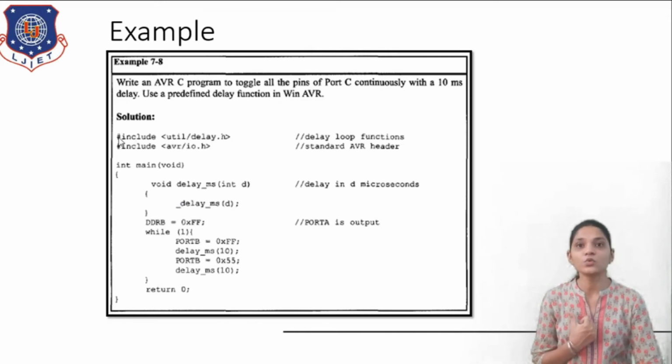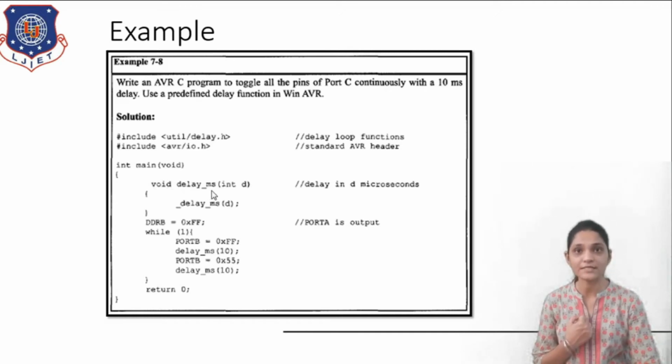Okay, so first we have to include the file, that is include util/delay.h, that is the header file for creating the delay loop function, and then avr/io.h, that is the AVR header file. Then we are using the main function, and in which we are creating another local function, that is void delay_ms(int d). Here we are providing the delay, how much delay we want to create, and that is used as the time for the other function that you have used, the predefined function _delay_ms, that is inside this delay.h header file.